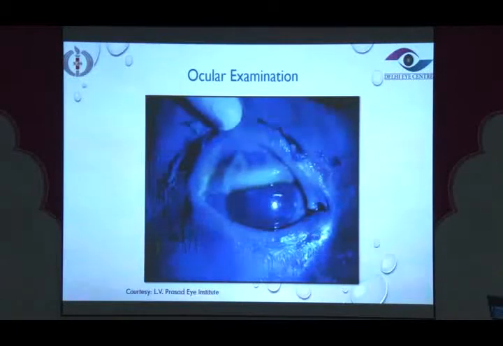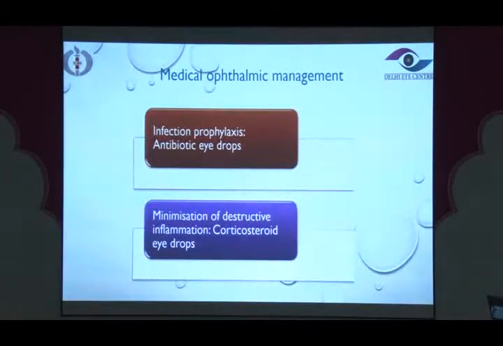Now, medical ophthalmic management primarily consists of, one thing is you don't want a secondary infection because there's a large bare area, so we give antibiotic eye drops. And most importantly, start corticosteroid eye drops. In these cases, there is a lot of inflammation and we need to give very frequent, about 2 hourly or even 1 hourly topical steroids, and we might need to add in oral steroids as well.